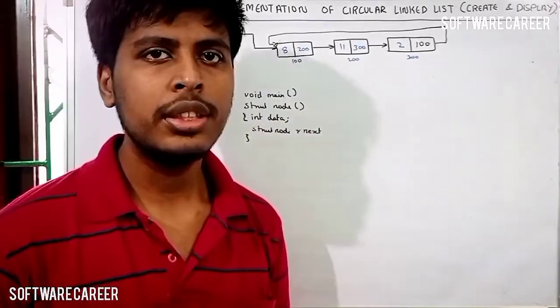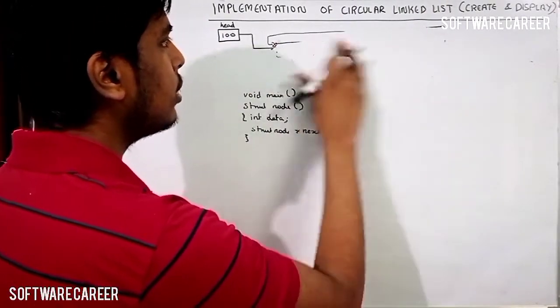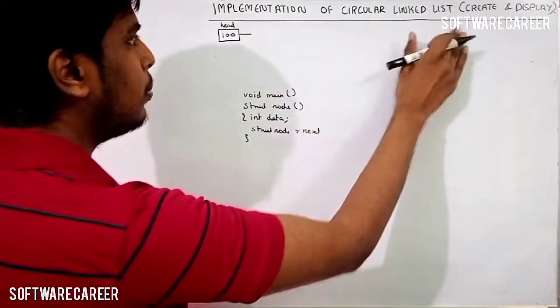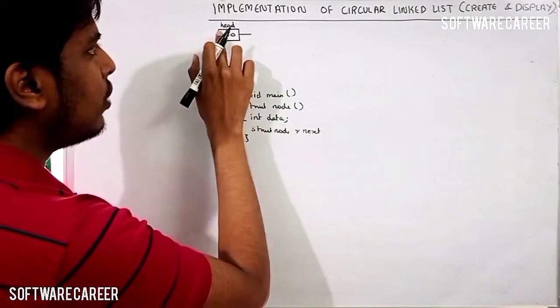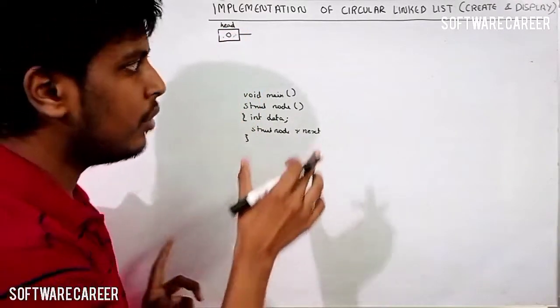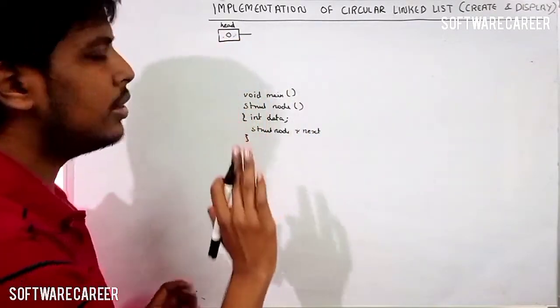Now suppose the circular linked list is empty before. I am erasing this linked list. Now this linked list is empty. So what is the head value? Head value will be 0. Why 0? Because head is a pointer which points towards the first node, but there is no node present in this. So I'll write 0 here.